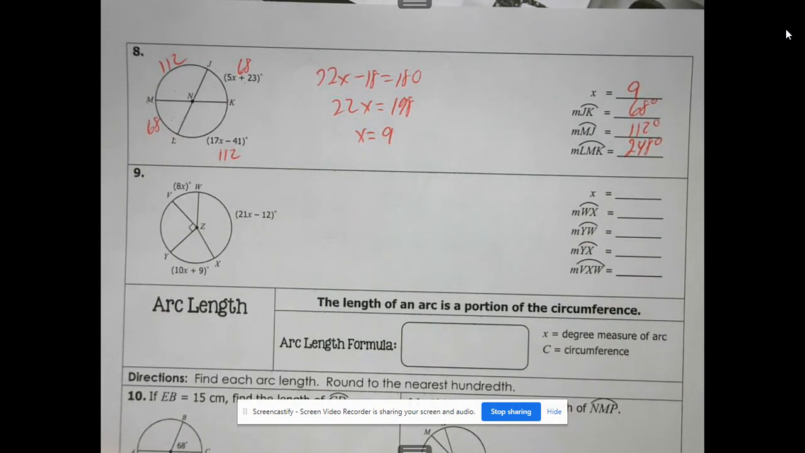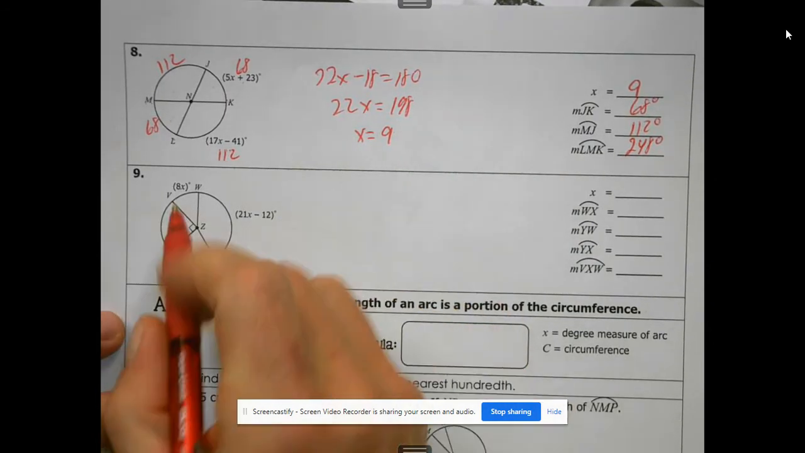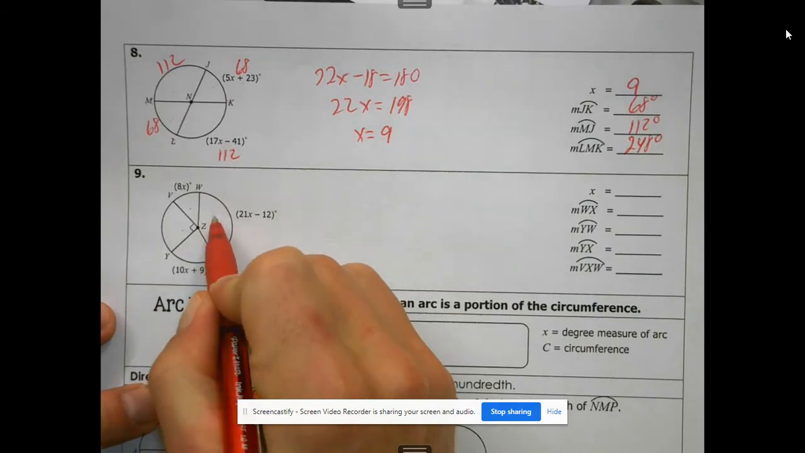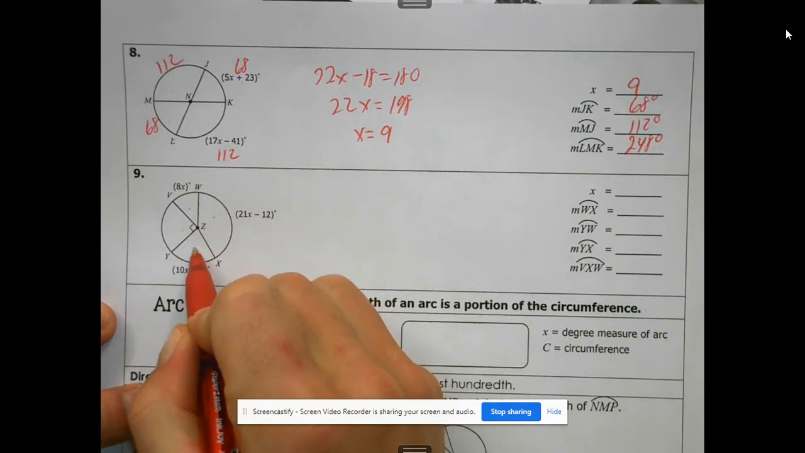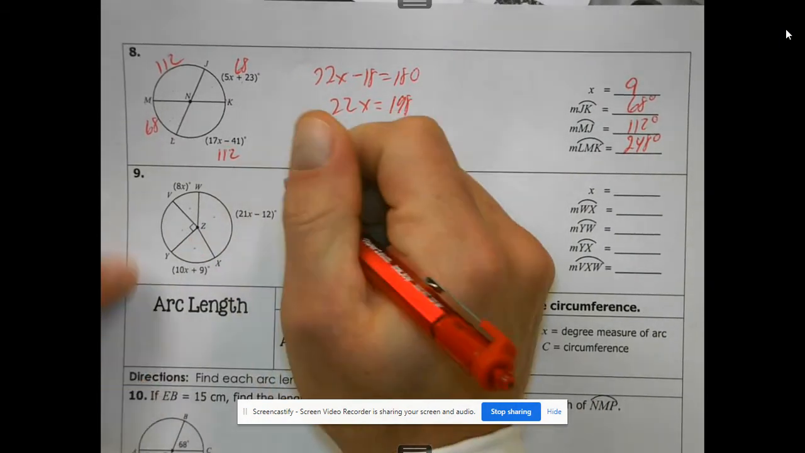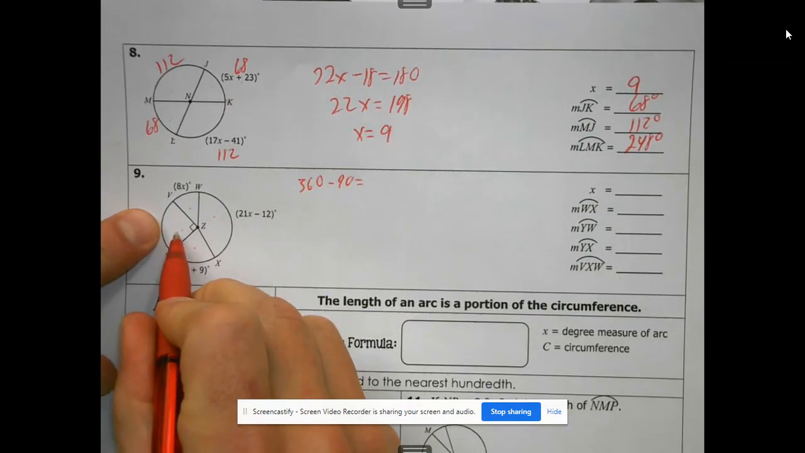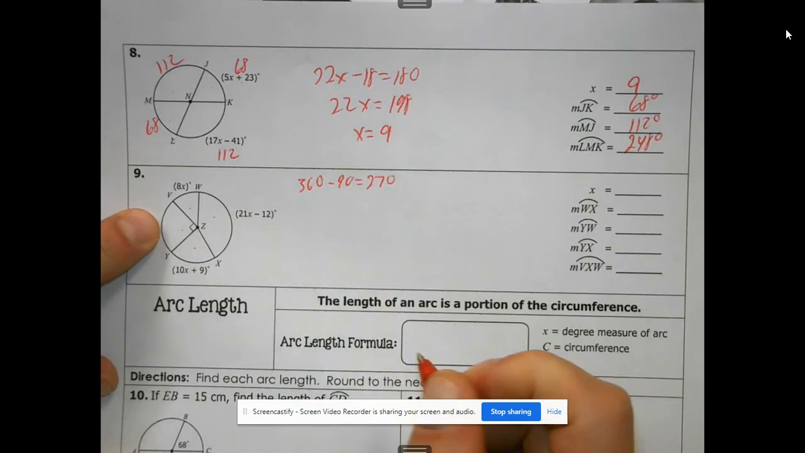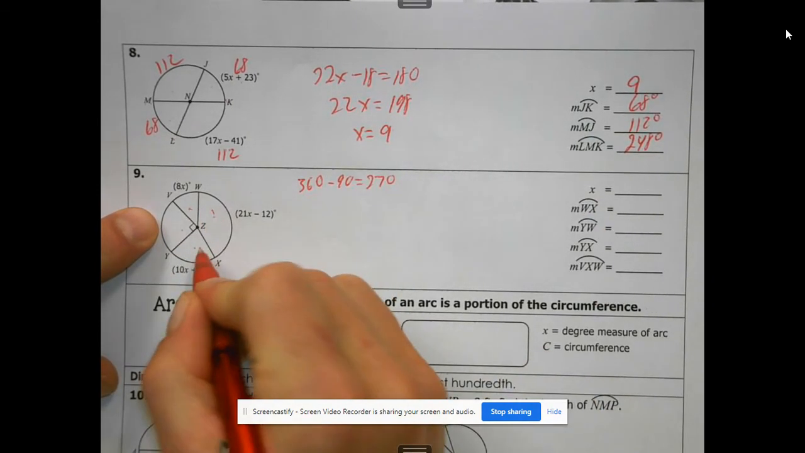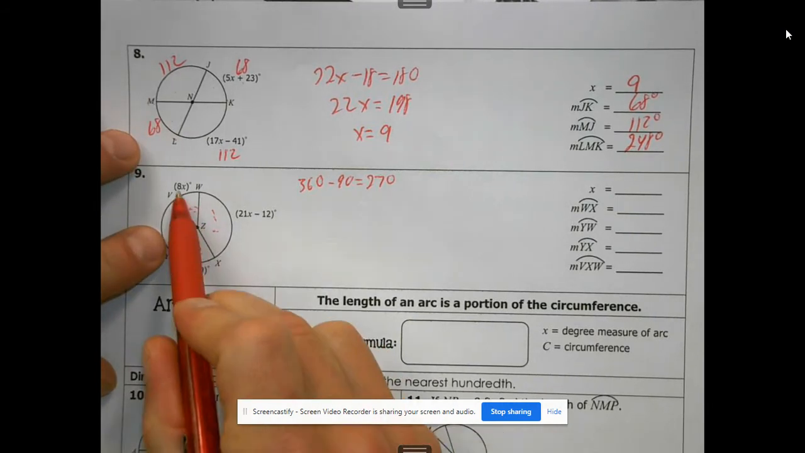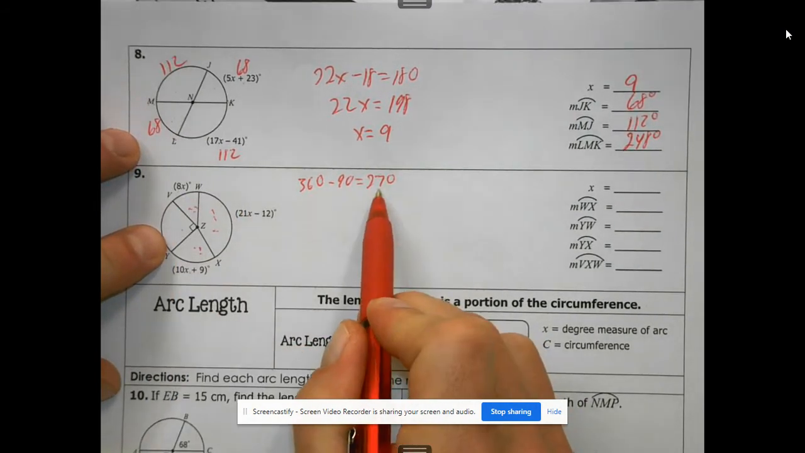All right, kind of tricky one here, right? I know I have a 90 right here. If I take this piece and that piece, that has to be 270. If I take 360, which is your whole circle, minus this 90, that leaves me with 270. So all three of these pieces right here have to add up to 270. So combine like terms, equal it to 270.